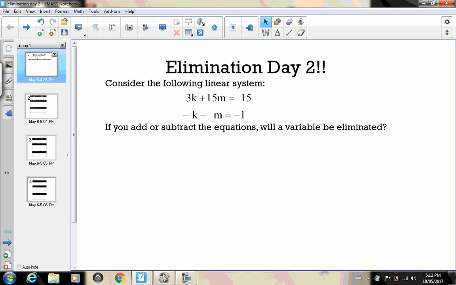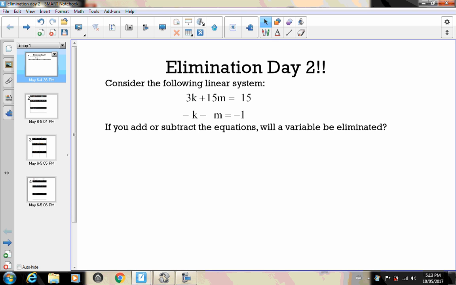Okay, so we're going to be looking at elimination day 2, and here is the problem that we have. It says consider the following linear system. 3k plus 15m equals 15, and the second is negative k minus m equals negative 1. If you add or subtract equations, will a variable be eliminated?